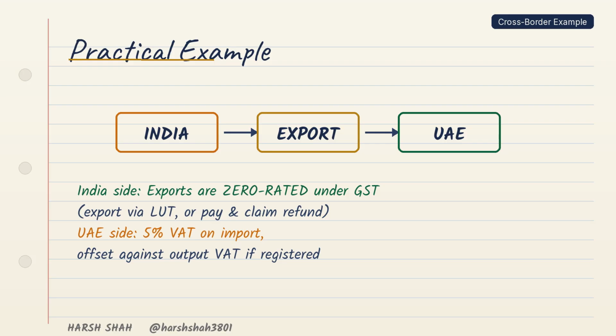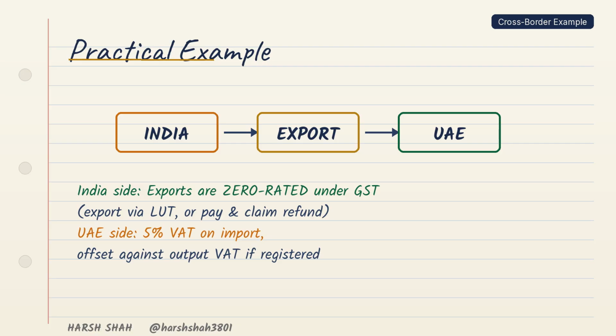Suppose you export goods from India to the UAE. On the India side, exports are zero-rated under GST. You can export without paying tax using a letter of undertaking or pay and claim a refund. On the UAE side, when those goods are imported, 5% VAT usually applies, which a VAT-registered business can then offset against its output VAT. This is exactly where cross-border businesses need a clear understanding of both systems to avoid unnecessary tax costs.